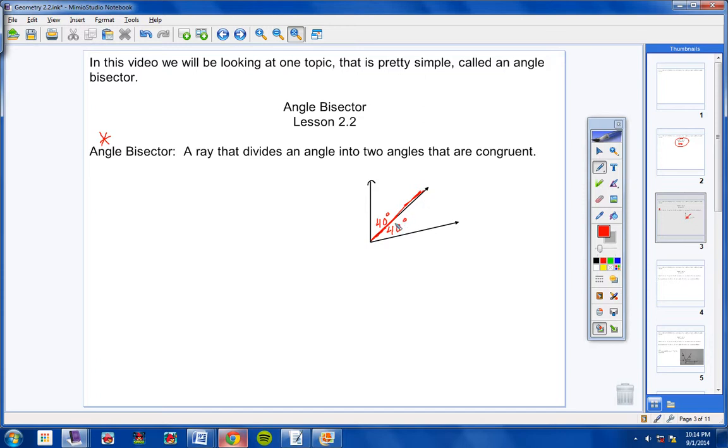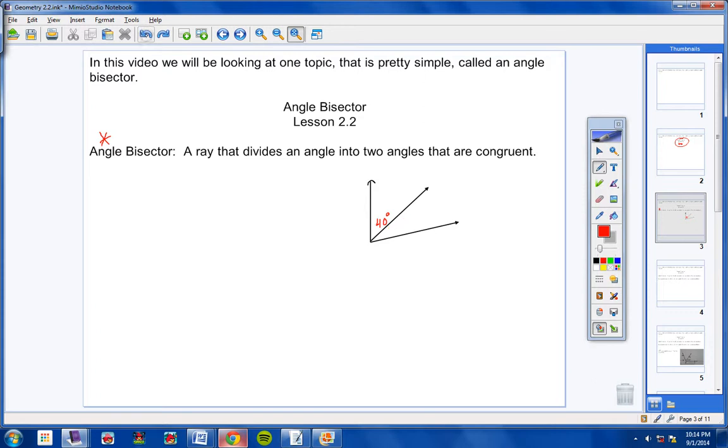Now we call it an angle bisector because it cut the big angle, and don't forget the big angle was 80 degrees, into two small congruent angles, 40 and 40 degrees. So anytime a ray, like this ray does right here, takes a big angle and cuts it into two congruent angles, we call this ray that cut the angle in half an angle bisector. So please don't forget that.